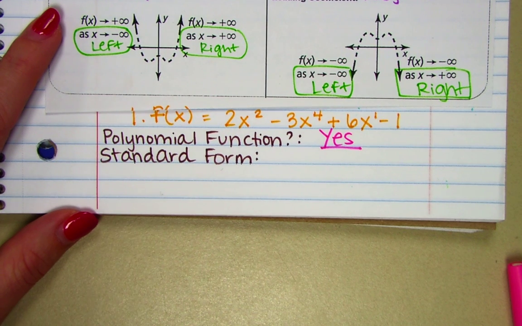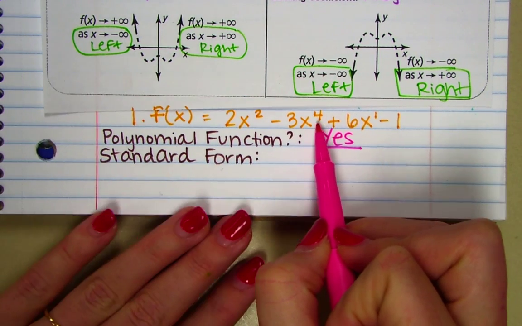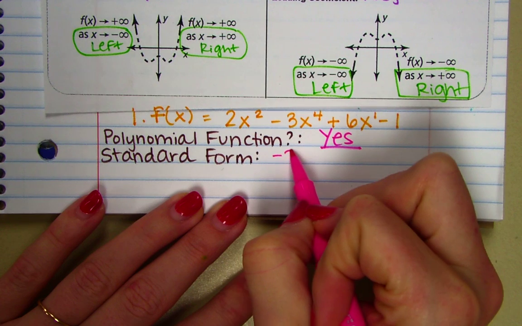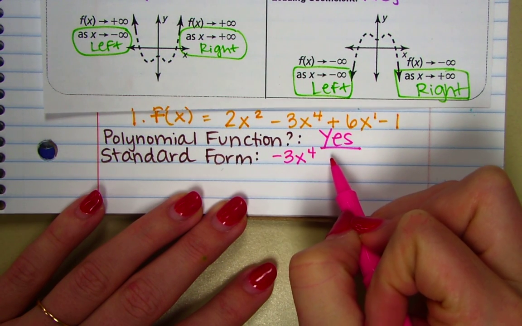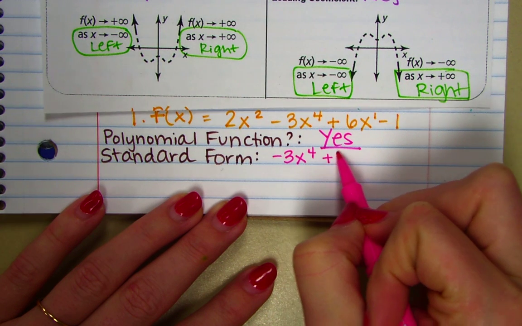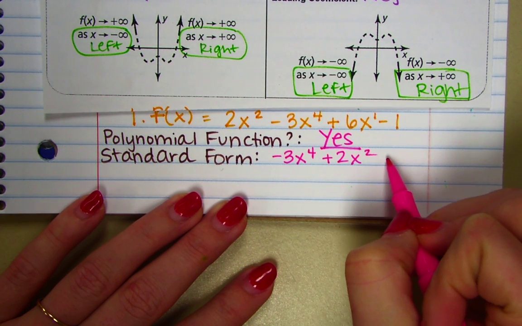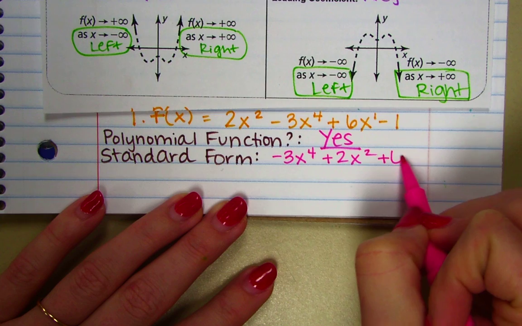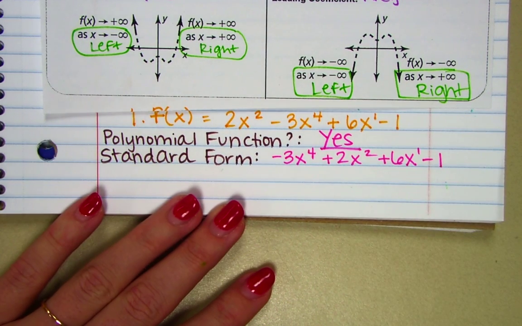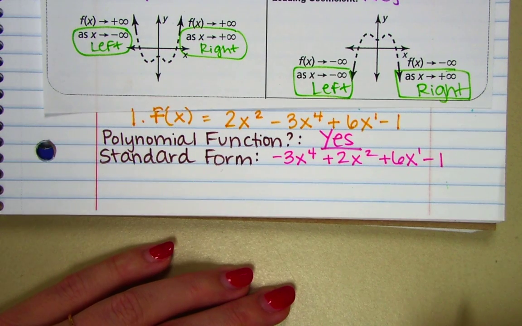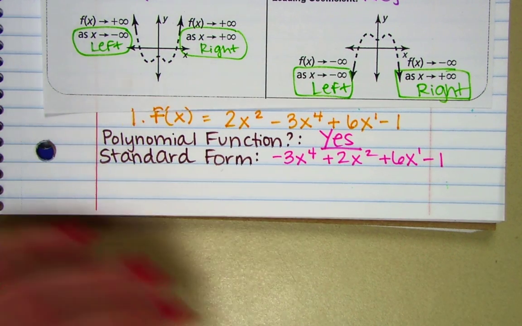What needs to come first? The -3x to the 4th power. Why is that coming first? Because it's the biggest exponent. Good. -3x4. Then what's the next highest? 2. All right, plus 2x squared. Then plus 6x1, and then the -1 goes at the end. Okay, sometimes they'll already be in standard form. Okay, that's nice. This will save time.